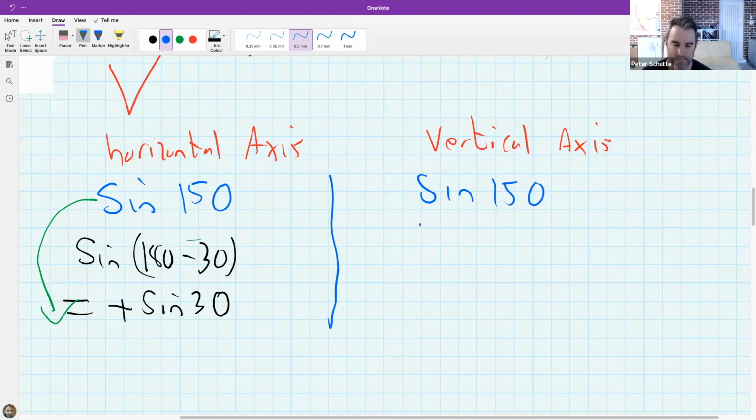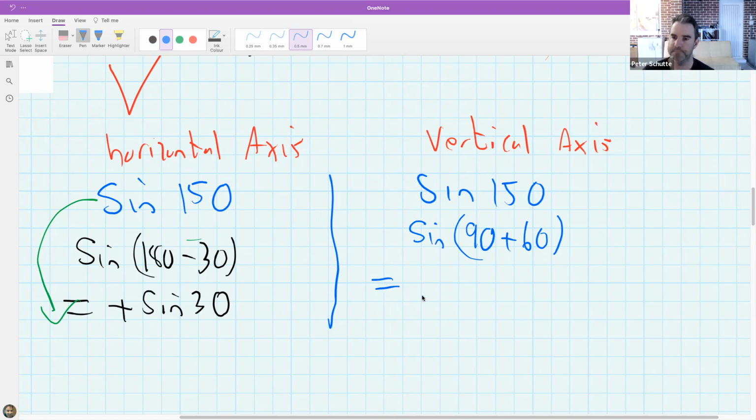For this one, the nearest vertical is going to be 90. So this is going to be 90 plus 60. And this is going to be what? I'll give you a bit more time. Veda's given an answer. Sonic has given an answer. Let's give a bit more time for a few more students.